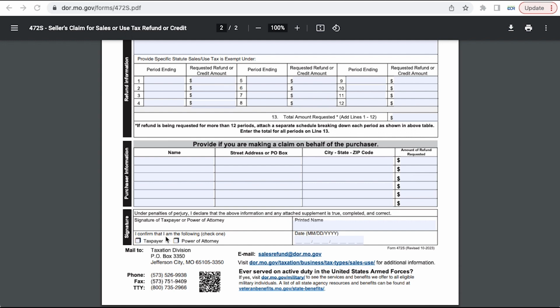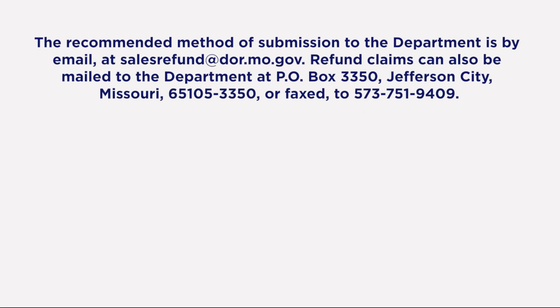Finally, we will sign and date the form. Make sure to indicate whether you are the taxpayer or the power of attorney, and that the person who signs the form is authorized, either as an officer or authorized representative of the business, or as a power of attorney by the Form 2827. Otherwise, the claim will not be valid and the department will not be able to process it.